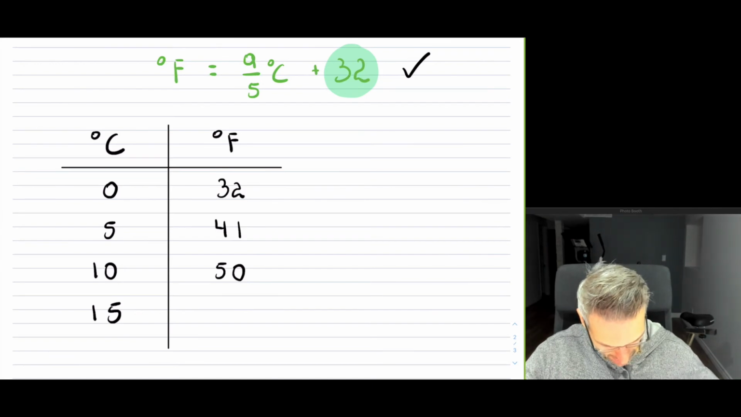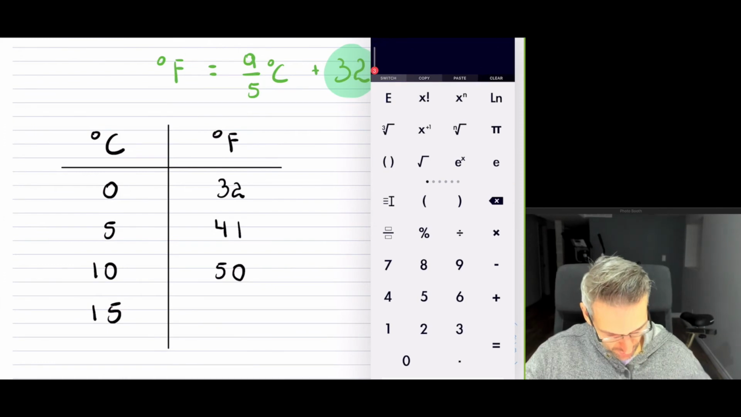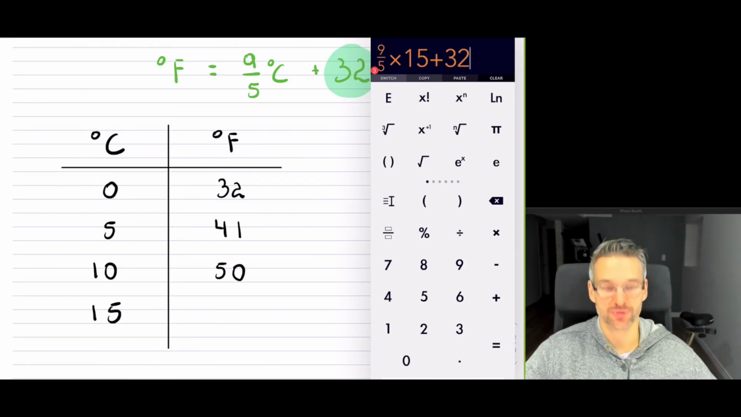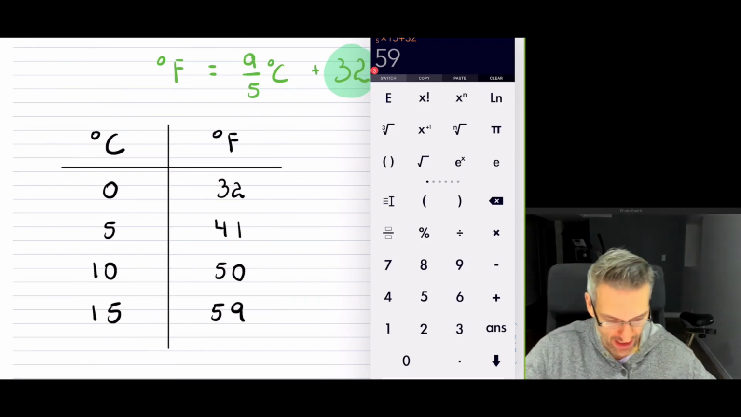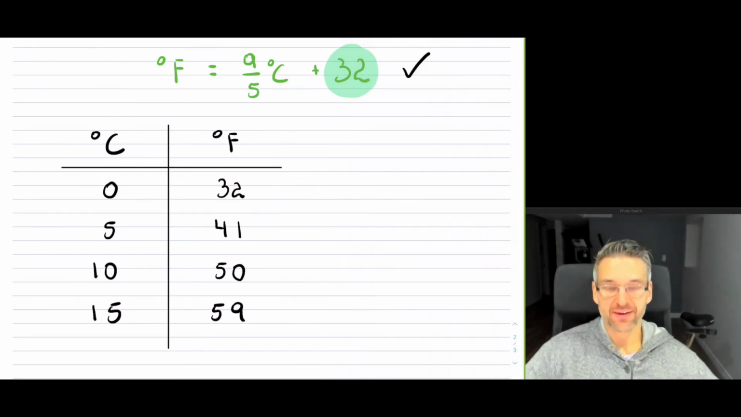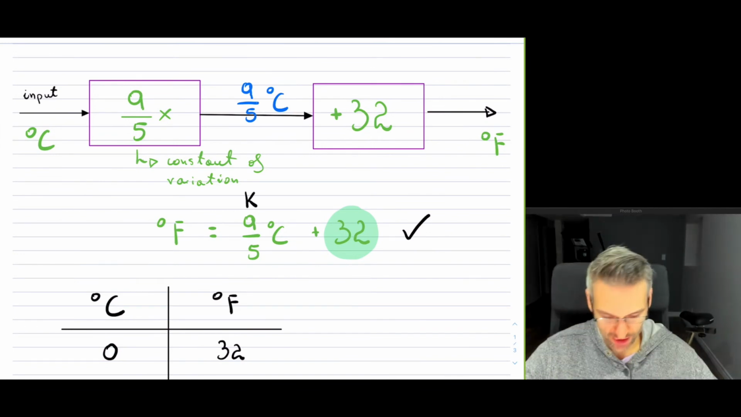The next one is 15, and I'm just going to work it out on a calculator here. I just want to show you, so I have 9/5 multiplied by 15, and then plus my 32. The other ones I was doing in my head, so here this is what you have, and in this case you'll notice that this would have been 59. So you can have this, and overall, this is basically your K, your constant of variation.